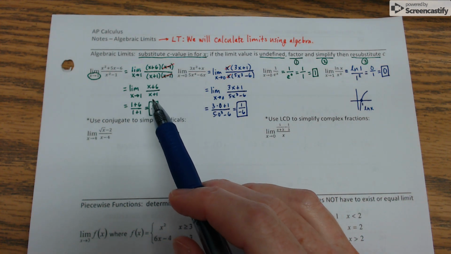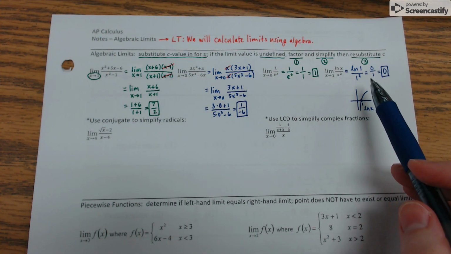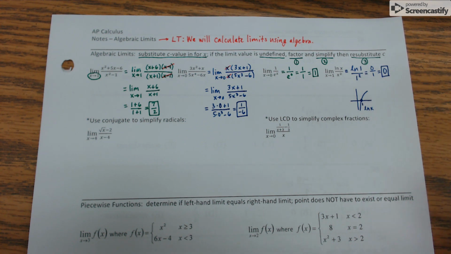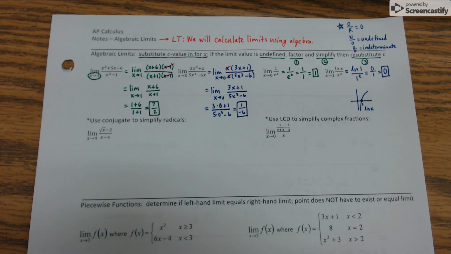0 over 0 did not equal 0, but 0 over a number equals 0. So let me just refresh your memory on the difference between the two 0 answers. So here's a little sidebar here, and I actually said that there were 2 scenarios, but there are 3.